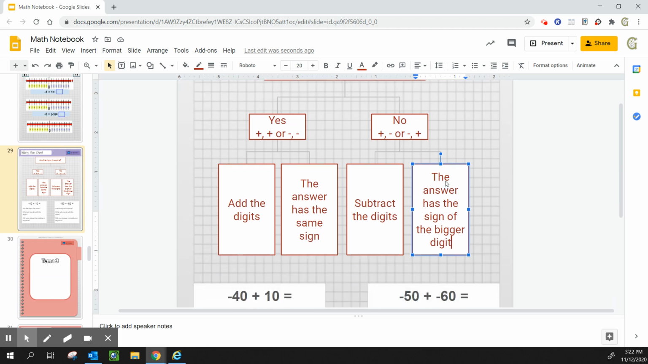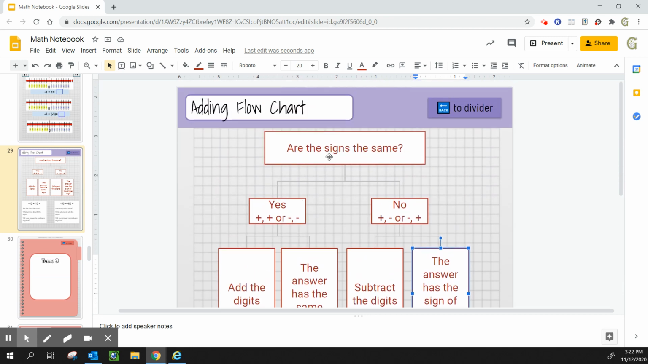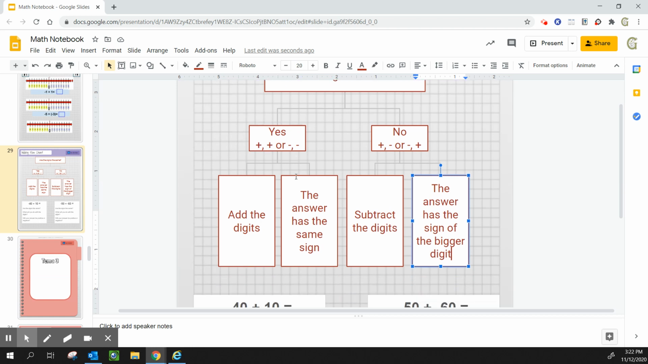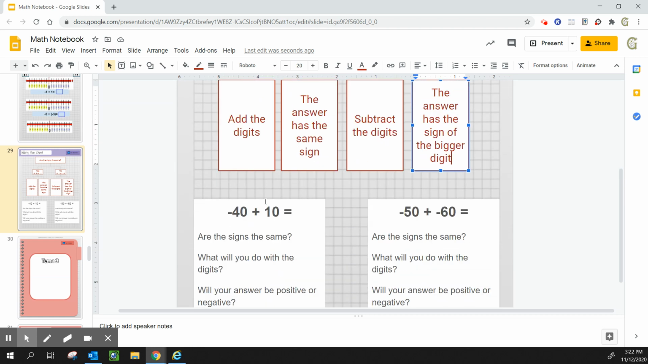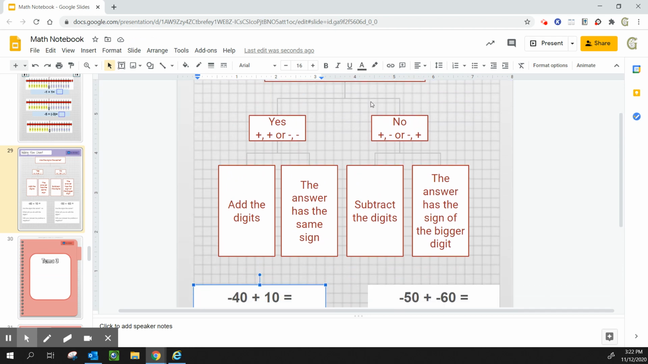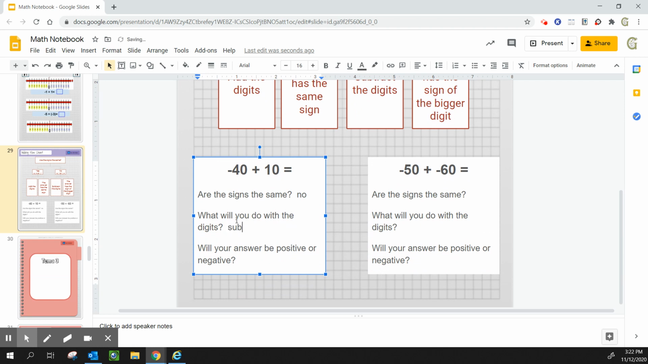Okay. So let's try to use this rule down here. First problem we got, negative 40 plus 10. So first question I would ask, are the signs the same? So being the same would mean they're both positive or both negative. And my answer here, there's a negative and a positive, so it would be no. Then my next question is, what are we going to do with the digits? So if we look there, my answer was no, right? So we're going to subtract.